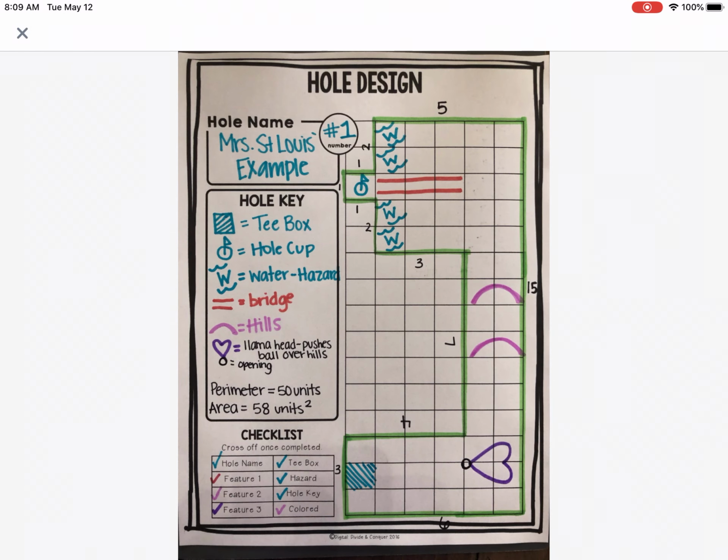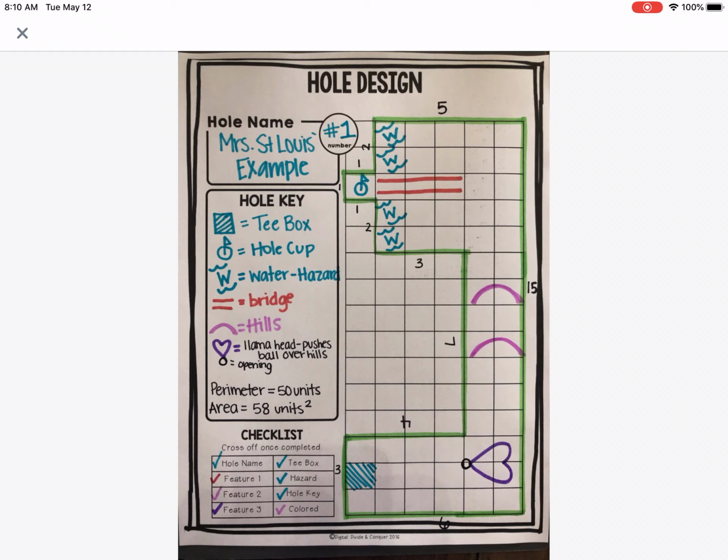Hi friends, it is Tuesday and I am going to be talking about math for us today. This week is going to look a little different. We are still focusing on I Can Explain My Chosen Strategy. Your goal today is to be creating our mini golf holes. It is finally our last step that we have been waiting on to continue on with this project.